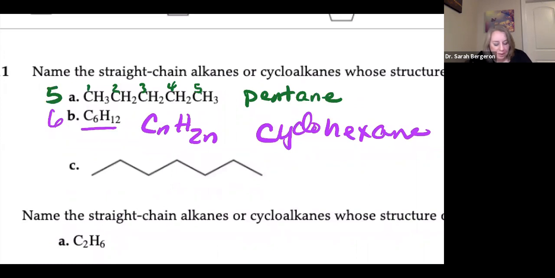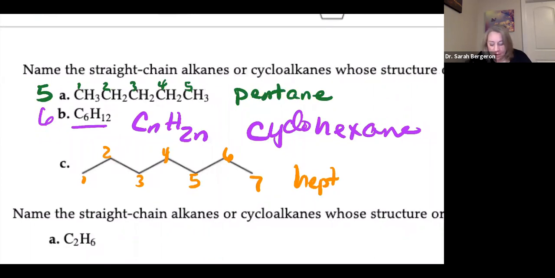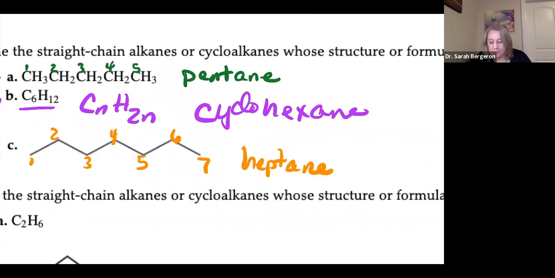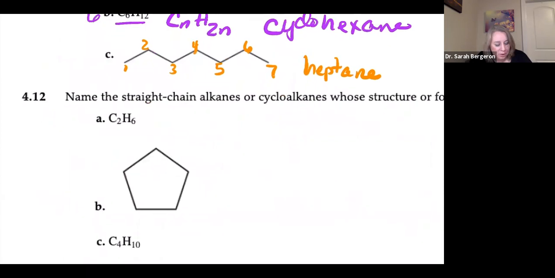C, let's look at C. I'm going to count my carbons. 1, 2, 3, 4, 5, 6, 7. 7 is hept. And I can see that it's not a cyclo, so it's not a cycloalkane, it's not a ring, heptane. Okay, let's do the next one.